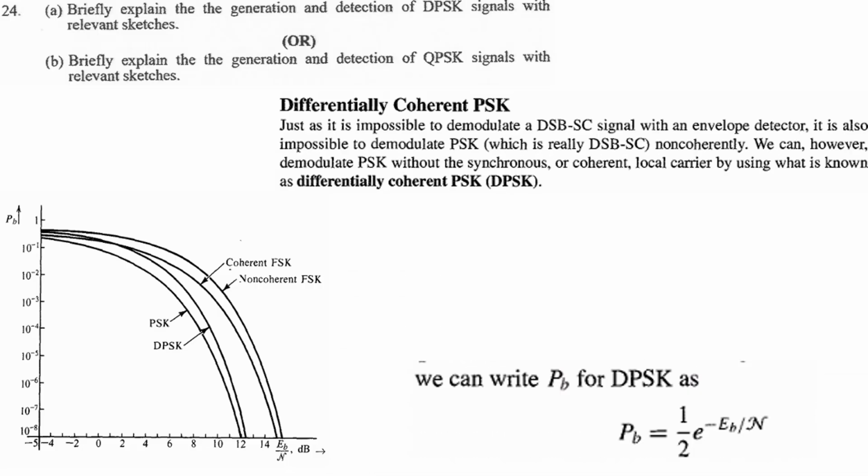Okay, right? Similarly, here we have PSK, differential PSK, you can check here. For coherent detection the probability of error is less, and for non-coherent it is higher, and the probability of error you can find, this one equation is here, right?